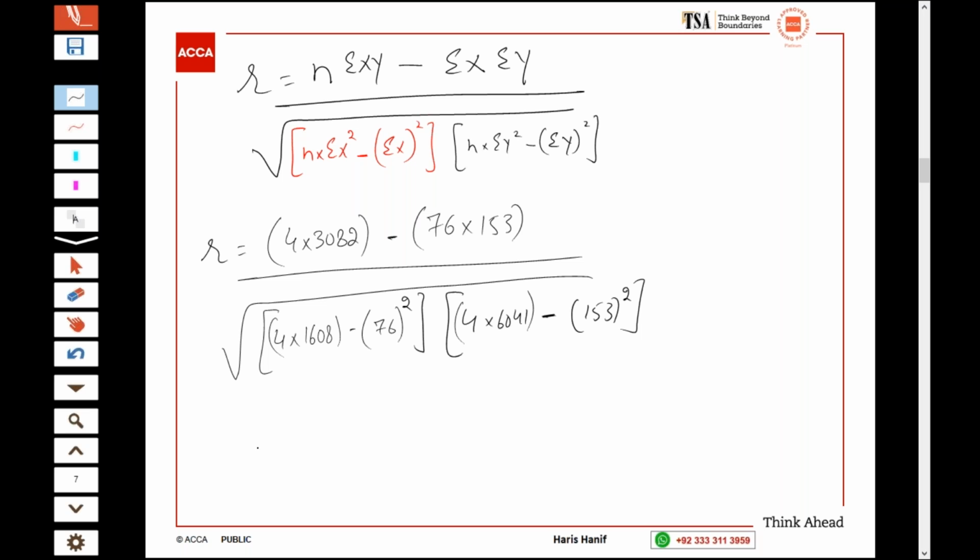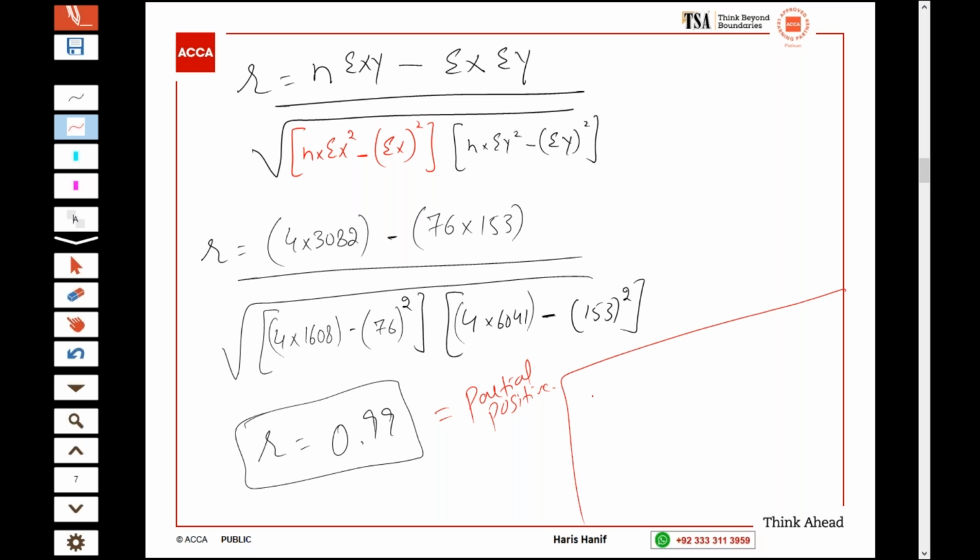So when you will be solving, the resulting figure is 0.99. I have already solved this question and noted down. That is why I'm writing in a quick manner. Now 0.99 is something which is partial positive. If your R is +1, that is perfect positive. If your R is in between 0 and +1, that is partial positive.